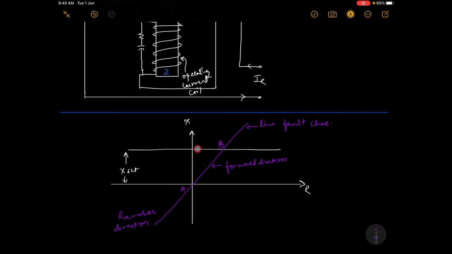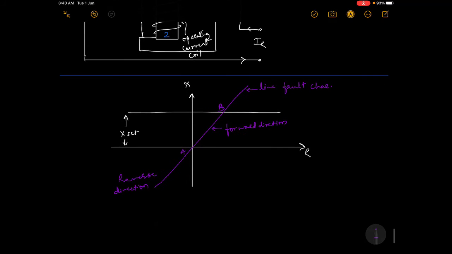See, this is the relay characteristic, this is the fault line characteristic. So it will sense up to this reactance and it will operate, so it will not operate beyond. But the disadvantage of this relay is it is operating for the entire negative direction, so that is the disadvantage. This is one thing you have to note down.